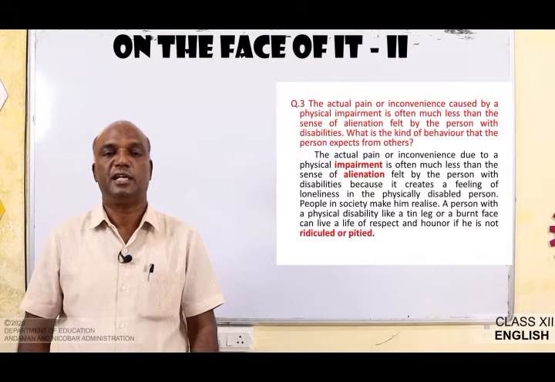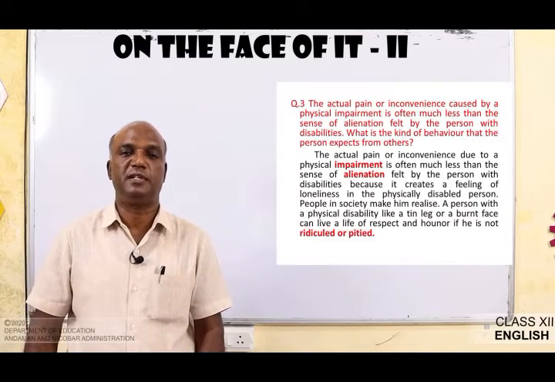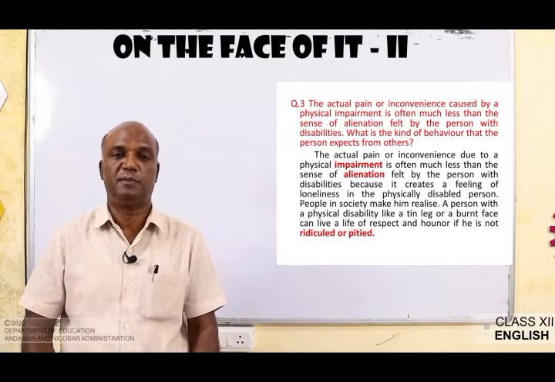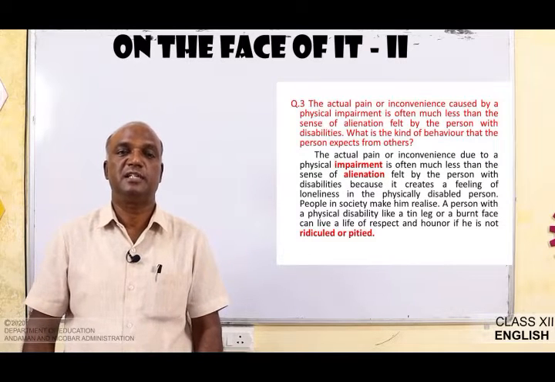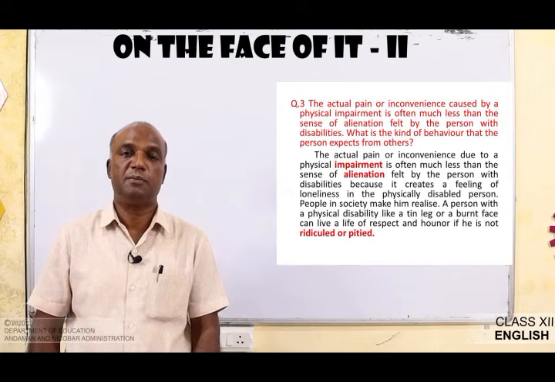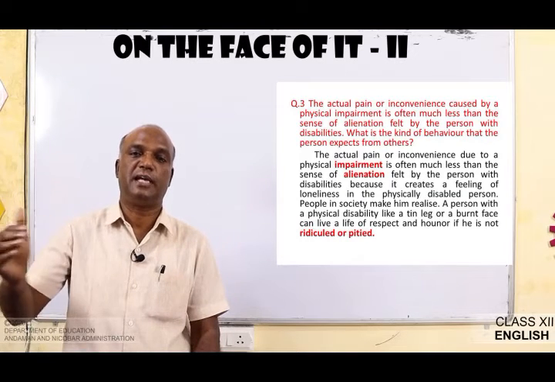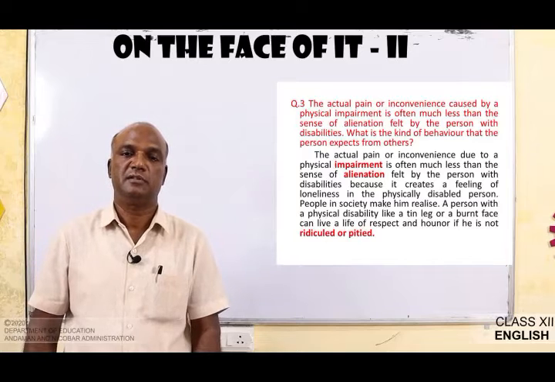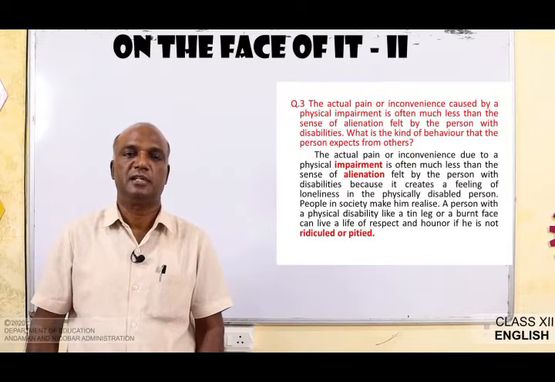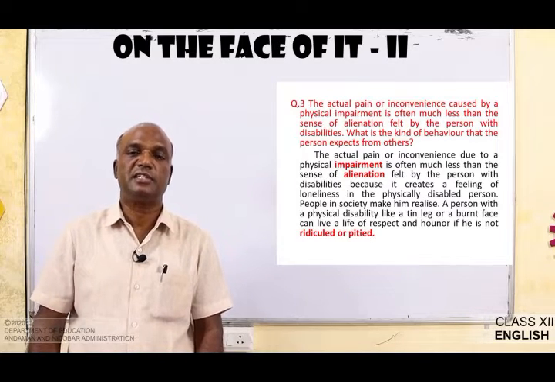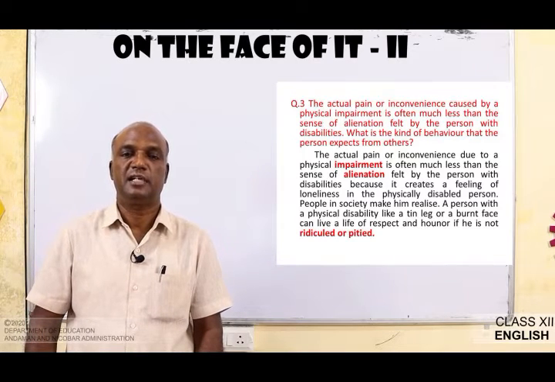Next question is, the actual pain or inconvenience caused by a physical impairment is often much less than the sense of alienation. It gives much pain in comparison to the physical pain felt by the person with disabilities. What is the kind of behavior that disabled people expect from able people? The actual pain or inconvenience due to a physical impairment is often much less than the sense of alienation felt by the person with disabilities. Why? Because it creates a feeling of loneliness in the physically disabled person.